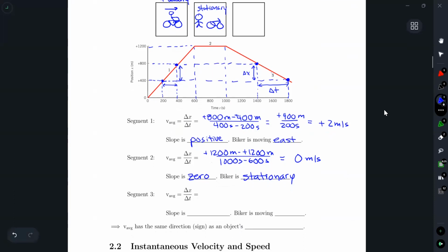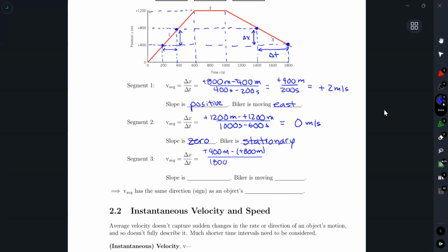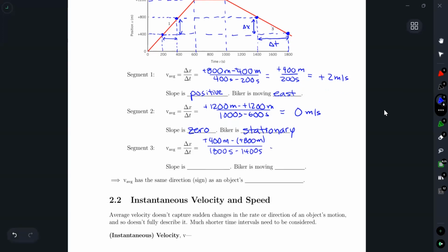800, 400. So you said 800 minus 400? Or the other way. Yeah. So that's the thing I wanted to point out, that we always want to go final minus initial. The later time is where we're at 400. So we do that one first. It feels kind of backwards, but it makes the signs of things work out. Okay, and that happened between 1400 and 1800 seconds. So that's going to come out to -1 meter per second.